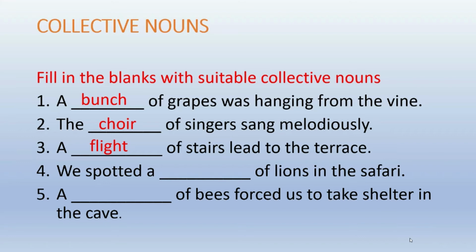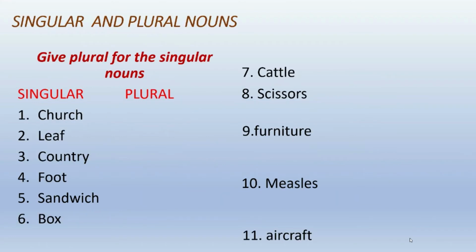We spotted a pride of lions in the safari. If you see many lions or a group of lions together, what do you use? A pride of lions. A swarm of bees forced us to take shelter in the cave. Yes, if there are many bees, what do you say? A swarm of bees forced us to take shelter in the cave. Yes, hope I am clear with collective nouns too. Now let's go to the next concept.